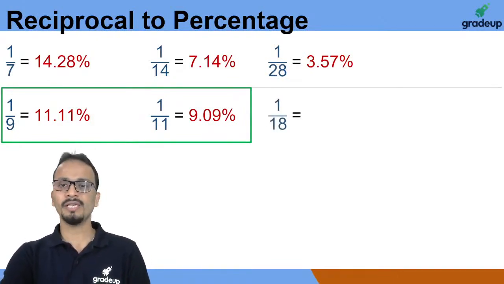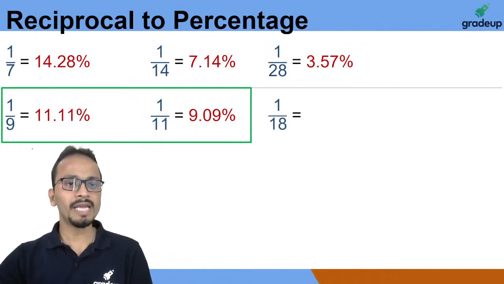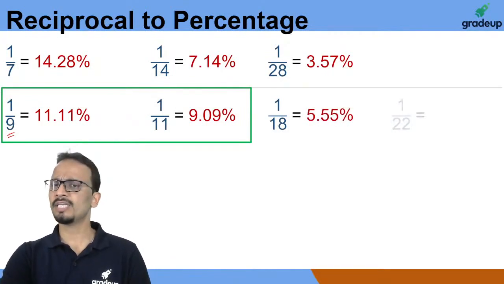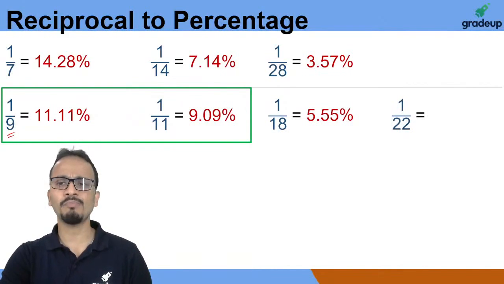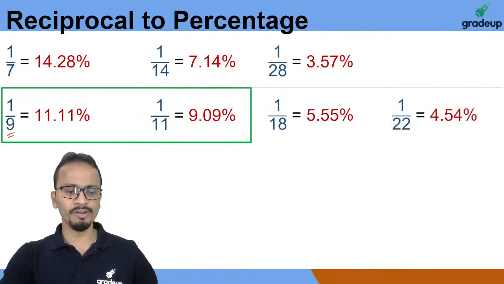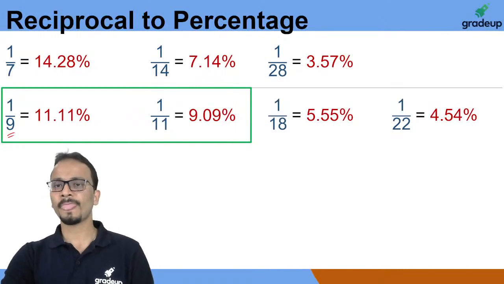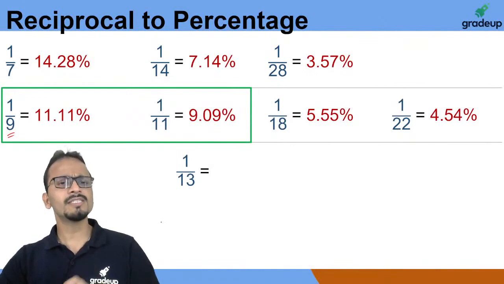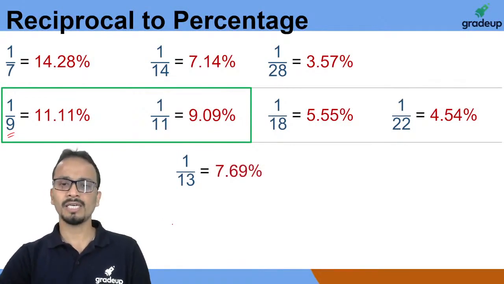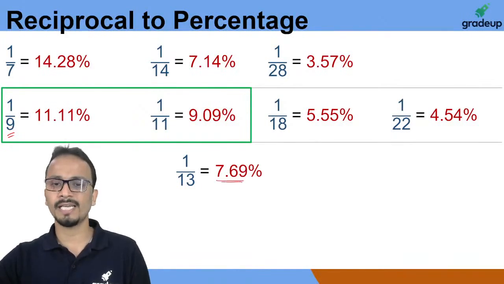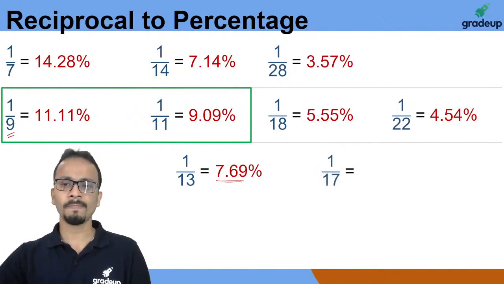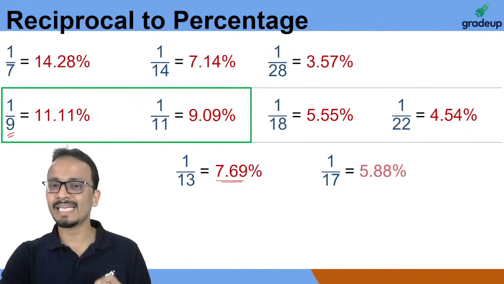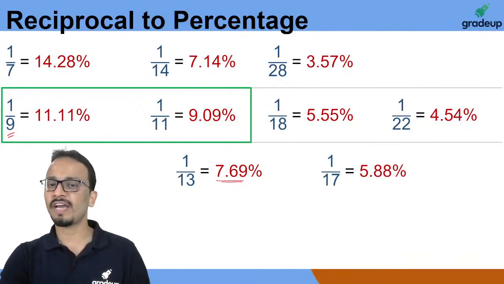Now further, 1 by 18 is half of 1 by 9, that is 5.55. Next, 1 by 22 is half of 9.09, so that is 4.54. Moving further, the next fraction that bothers us is 1 by 13. Remember this value, 7.69. 1 by 17, another value that bothers us, is 5.88.